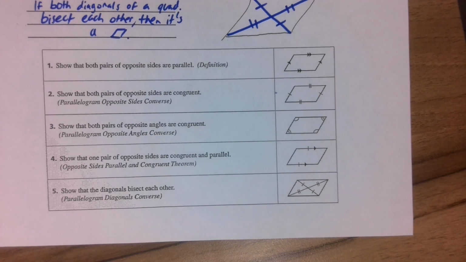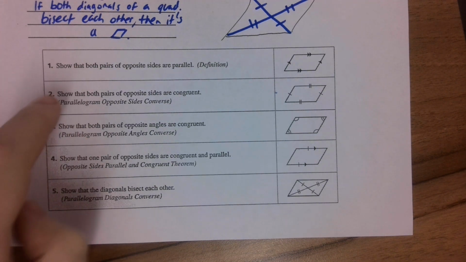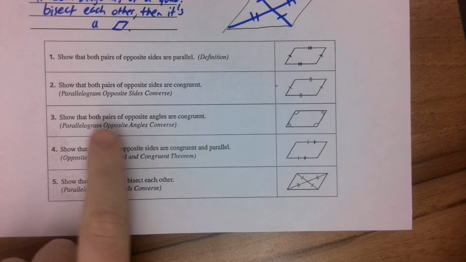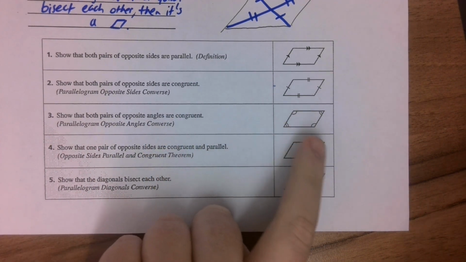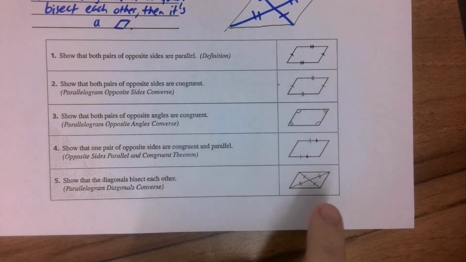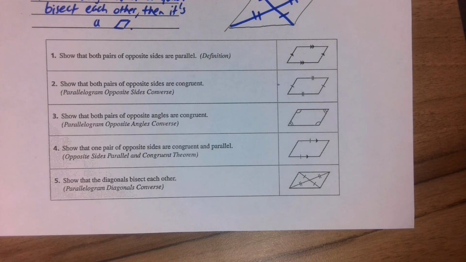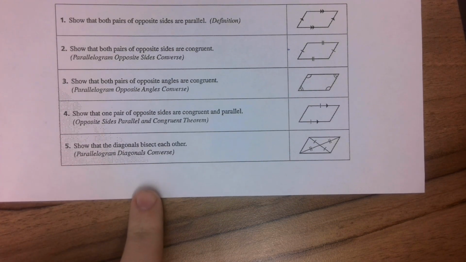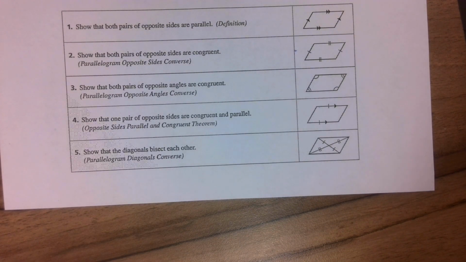So now we have 5 ways to say that something is a parallelogram. If both pairs of opposite sides are parallel, bam, it's a parallelogram. If both pairs of opposite sides are congruent, bam, the parallelogram opposite sides converse says it's a parallelogram. The parallelogram opposite angles converse says the same happens if the angles opposite each other are congruent. The sides parallel and congruent theorem says that you only need one pair of sides, but if you know that, you're good to go. Last off, diagonals bisecting each other, by the parallelogram diagonals converse, tells you that, yes, indeed, it's a parallelogram.